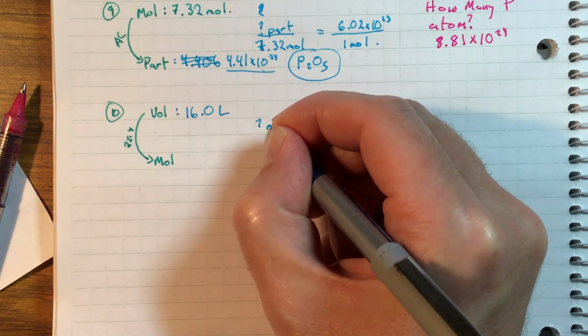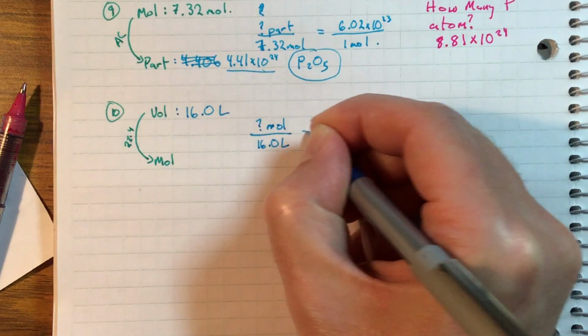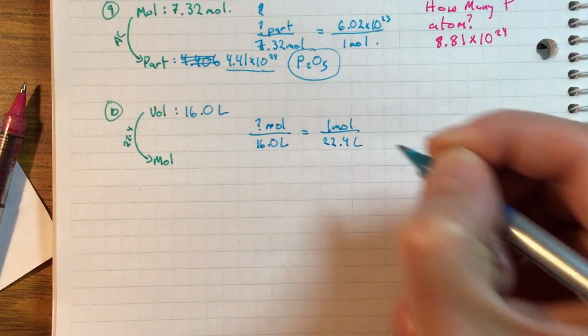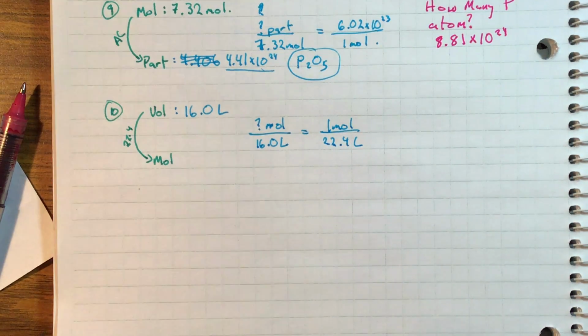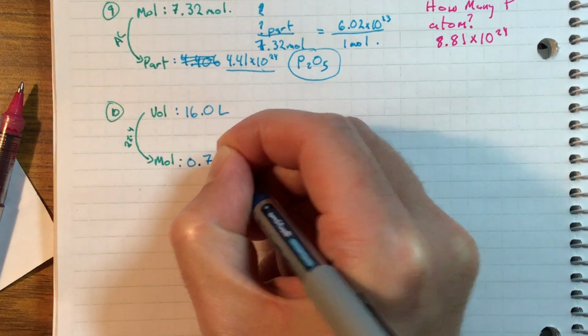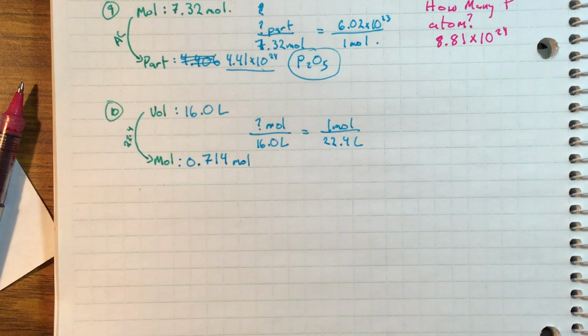So how many moles are there in 16.0 liters if 1 mole has 22.4 liters? 16 times 1 divided by 22.4. 16 times 1 is equal to 16 divided by 22.4. 0.714 moles, rounded to the correct number of significant figures. That's it. That's number 10.